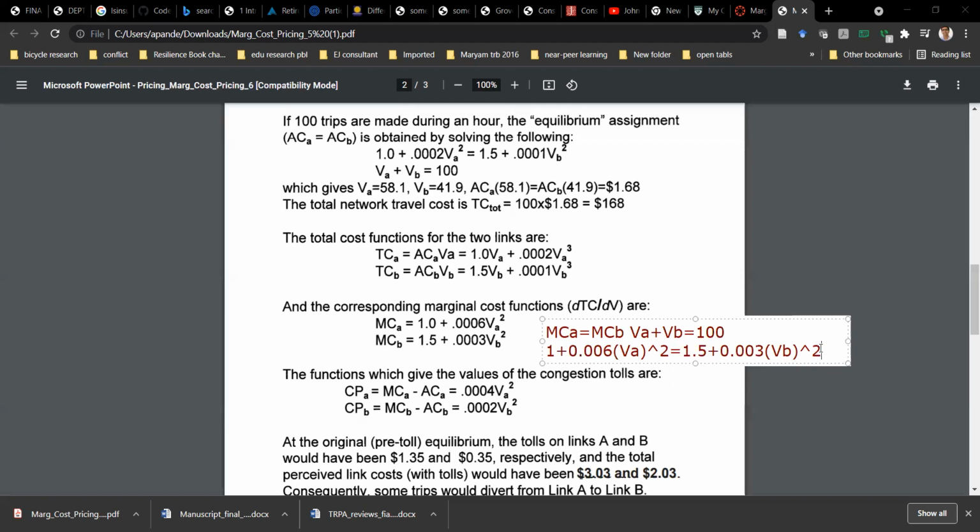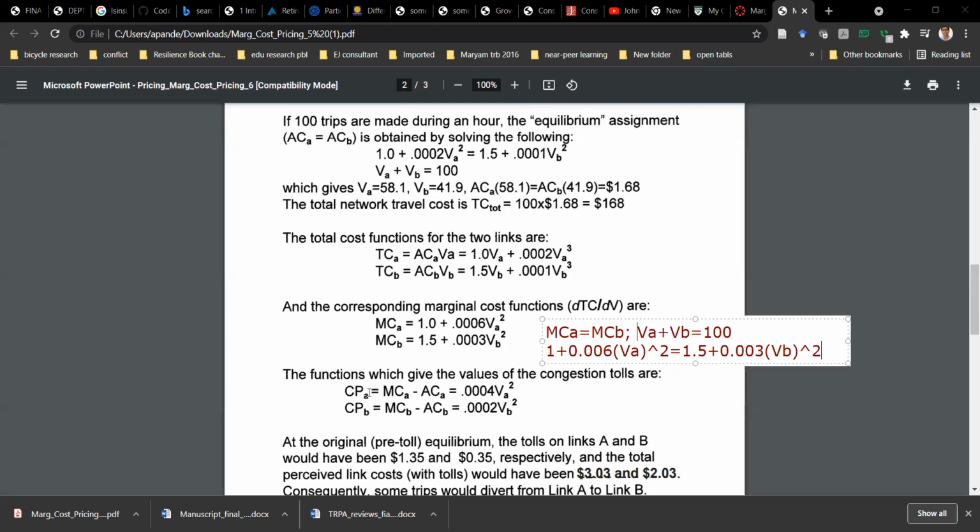So if you solve these two equations, remember, I'm basically doing MCA equal to MCB with this equation, and my other equation will be VA plus VB equal to 100. If I solve this, what you will find is that your total cost is going to be lower than this 168. You'll solve for VA and VB, and then you can plug in and figure out the total cost on route A and total cost on route B. And whatever that comes out to be, I guarantee you that it's going to be less than this 168 that you got before.